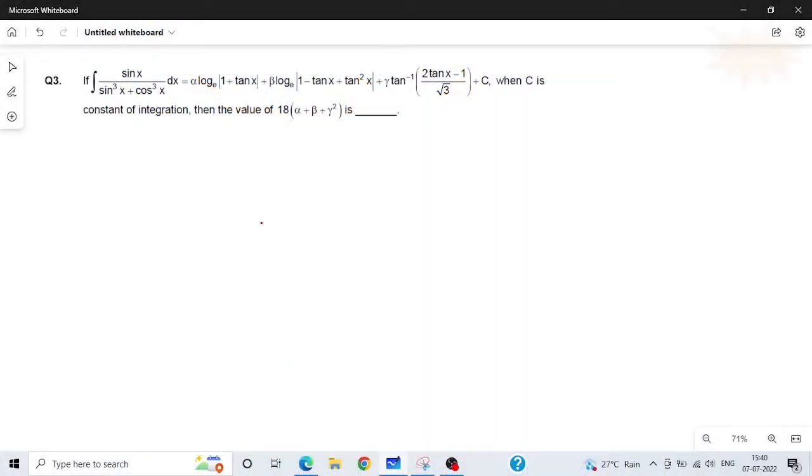Let's solve this problem. If the integral of sin x upon sin cube x plus cos cube x dx is equal to alpha times log to the base e mod of 1 plus tan x, plus beta times log to the base e mod of 1 minus tan x plus tan square x, plus gamma times tan inverse of (2 tan x minus 1) upon root 3, plus c, where c is the constant of integration, then the value of 18 times (alpha plus beta plus gamma square) is.